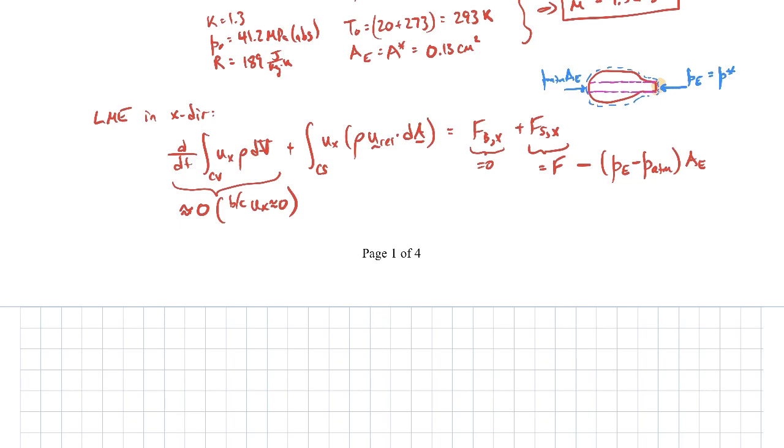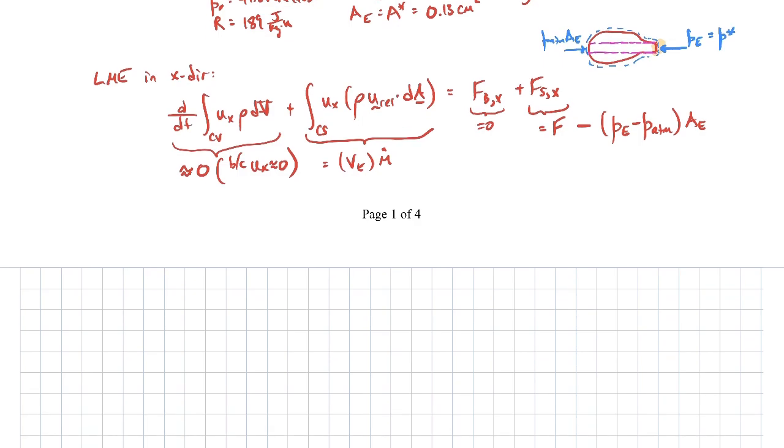Okay. The last thing that we have is our momentum flux term. And this one will be the velocity at the exit. So that's this term. That's in the positive x direction. This is just the velocity at the exit. And then multiplied by the mass flow rate. That's this whole term. And it's positive because the flow is going out of the control volume. So when you do this dot product, it comes out to be a positive 1.